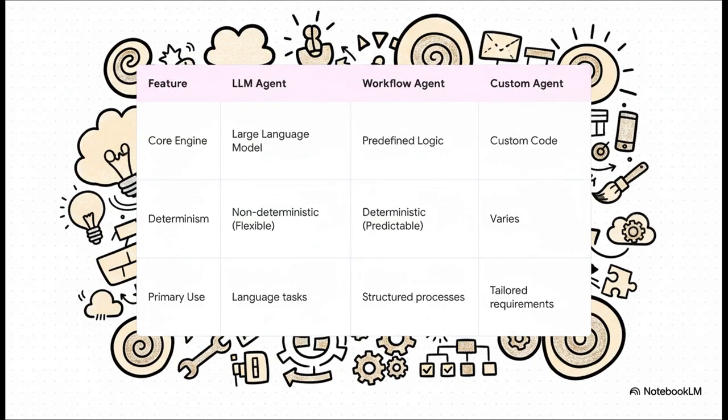Well, it all comes down to the job at hand. If you need creative problem solving, maybe drafting different marketing ideas, you're going to want an LLM agent for its flexibility. But for a predictable step-by-step process, like filing an expense report, a workflow agent is your best friend. And for anything else that needs some special, unique logic, that's where the custom agent comes in.